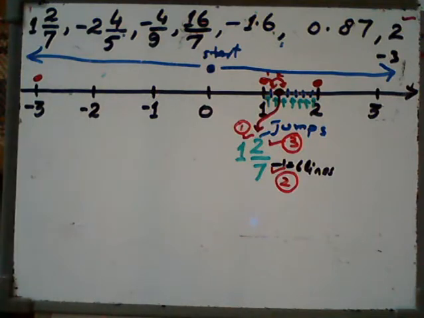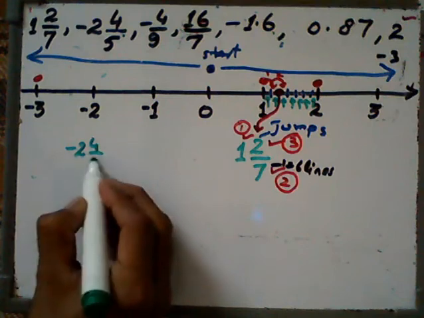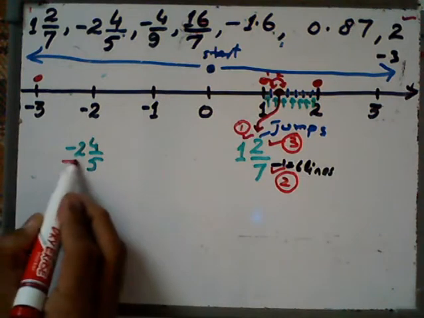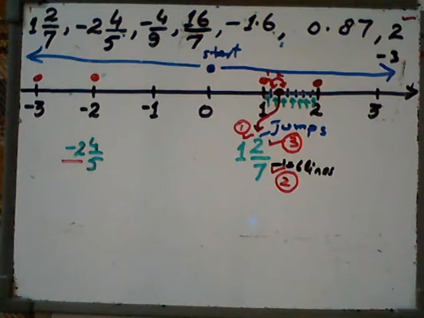Now come to the next number, which is minus 2 whole 4 by 5. So we are writing minus 2 whole 4 by 5 here. First is the starting point. What is the starting point? Minus 2. So we have a starting point.